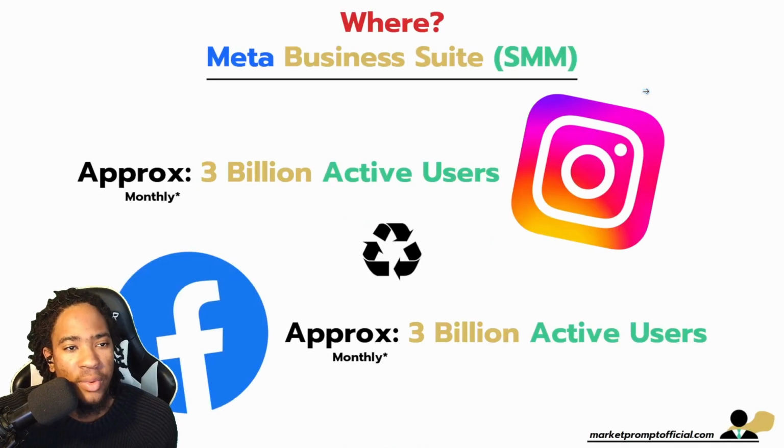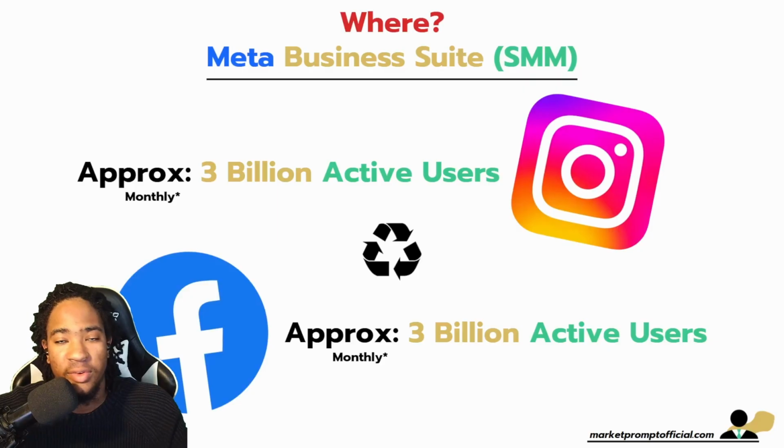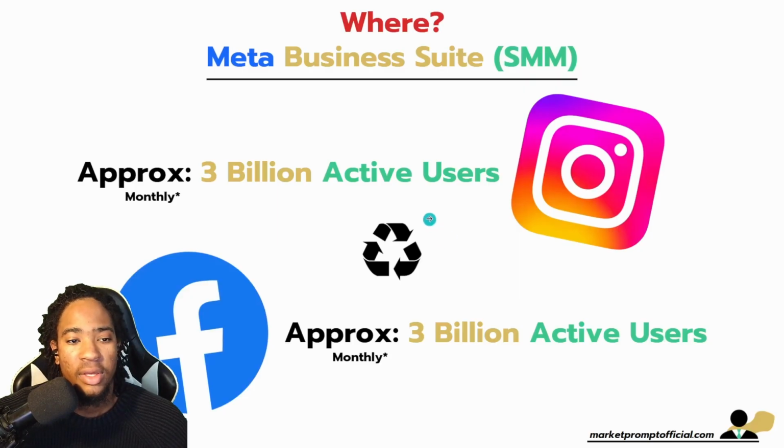So first, where are we? We're going to be using the Meta Business Suite, also known as social media marketing. There's approximately 3 billion active users on both Facebook and Instagram. This is why we have the little recycle symbol here, because what Meta does, since they own both platforms, is filter all of the advertisements and content that you post between both platforms. So whether you post it on Facebook or on Instagram, the content is able to be received by both platforms when you're in the Meta Business Suite.